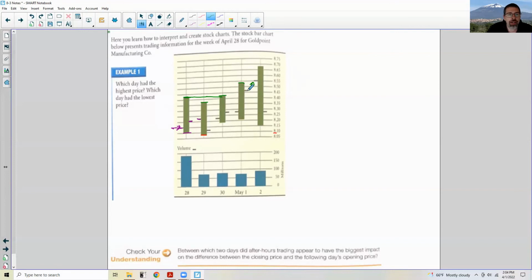When the open is higher than the close, something happened in aftermarket trading, after hours trading, which is from 4 p.m. until 8 p.m. the night before and 4 a.m. to 9:30 a.m. before the market opens at 9:30, trading occurs and it went up in that period of time and it maxed out right there. And that is on May 2nd. So the question says, which day had the highest price? And it was May 2nd. And which day had the lowest price? That was April 29th. And that's the answer to example 1.